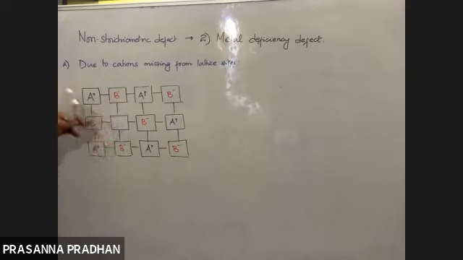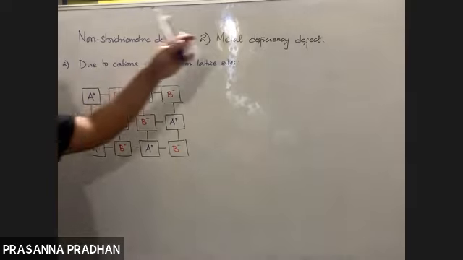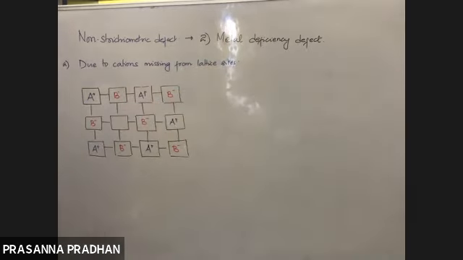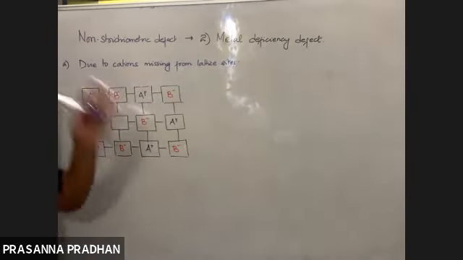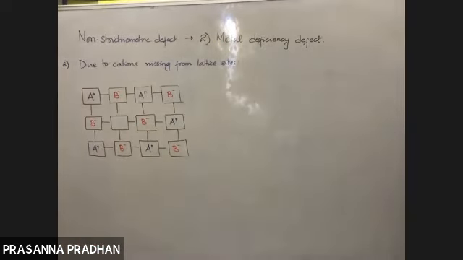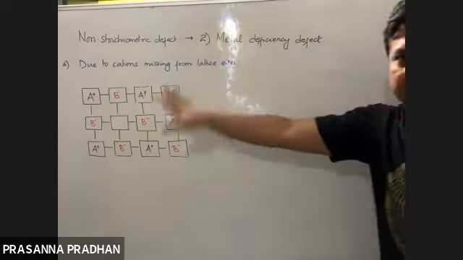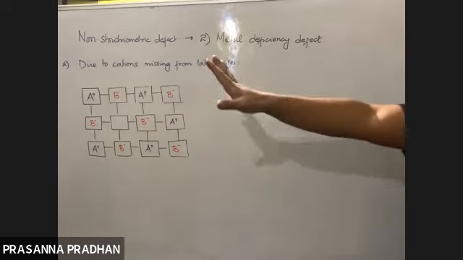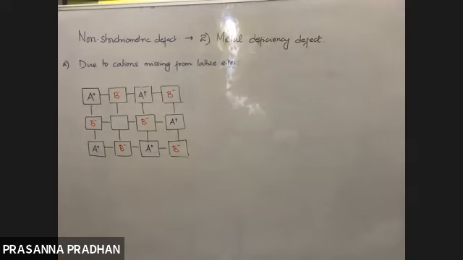Cation is decreased. One cation is missing from lattice sites. Which ion is in lesser amount, the cation or anion? Cation. So this is a metal deficiency defect. Why? Due to cations missing from the lattice sites. So it's a metal deficiency defect. Simple diagram. 100% this type of questions are going to go. Metal deficiency defect due to cations missing.